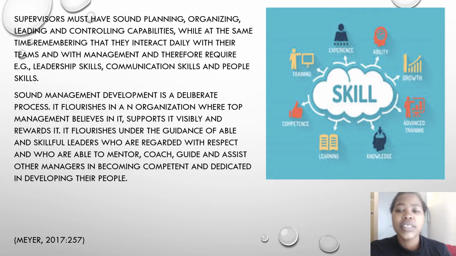Supervisors must have sound planning, organizing, leading, and controlling capabilities while at the same time remembering that they interact daily with their teams and with management, and therefore they require leadership skills. When we talk about sound management development, we're talking about a deliberate process. It works under the guidance of able and skillful leaders who are regarded with respect and who are able to mentor, coach, guide, and assist other managers in becoming competent and dedicated in developing other people.